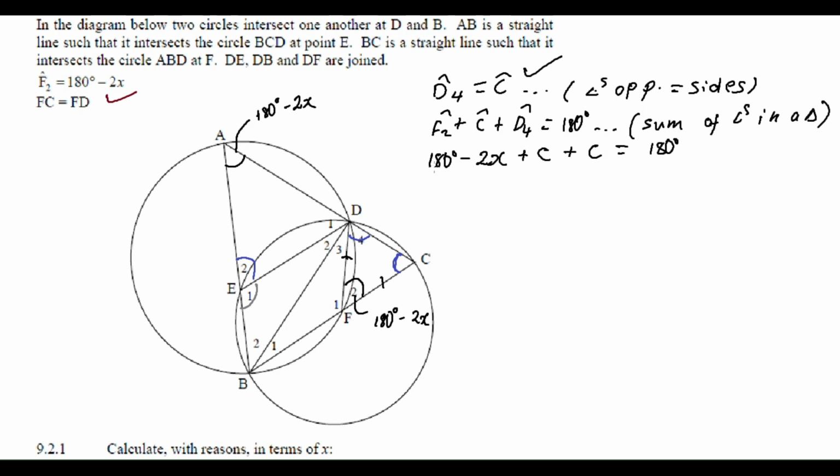So when we transpose, this 180 is going to cancel that other one. And then C plus C is going to be 2C. It's the same as saying x plus x, guys. And then when we transpose this negative 2x to the other side, we are going to get positive 2x. And since we are looking for C, not 2C, we divide by 2 both sides. And then C is going to be equal to x, right? So now we know that C is x, and automatically we know that D4 is going to be x and E2 is going to be x as well.